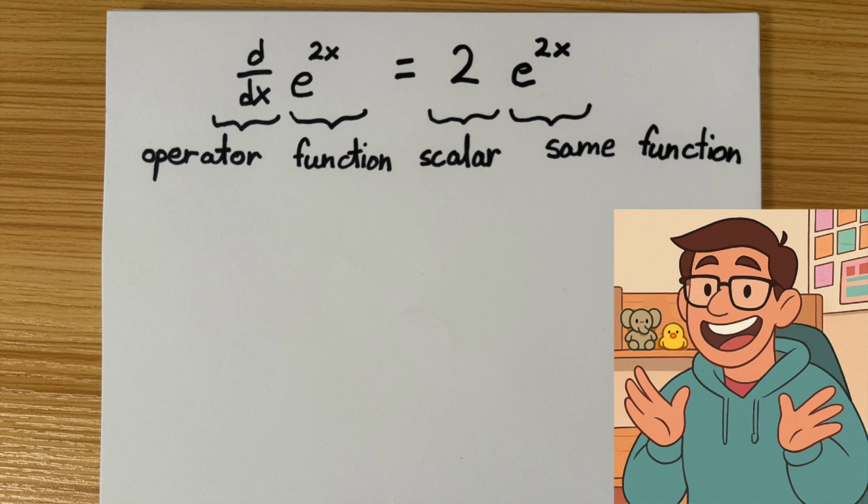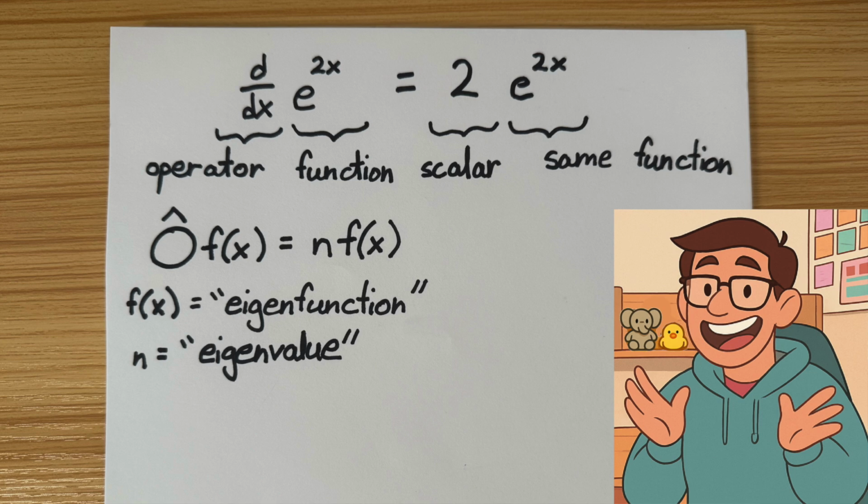To explain what an eigenvalue is, let me give an example. Let's take a look at the derivative operator again, and suppose we have some function like e to the power of 2x. The derivative of this function is 2 times e to the power of 2x. So what we have is an operator times a function, and that equals a scalar constant, a number, times that very same function as earlier. More generally, we can write this equation as operator times function equals scalar times same function as before.